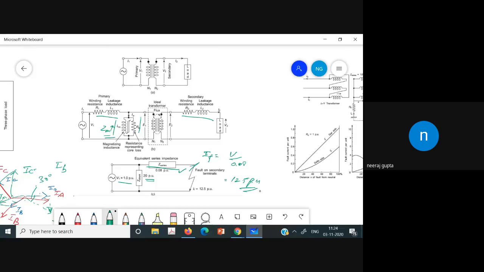One observation that we have made from this equivalent circuit of the transformer is that during the fault, it is always the series impedance which decides the fault current, because the shunt impedance, which is the magnetizing branch, has a very large impedance. So that is the thing that we have to take into consideration while making any protection system for the fault.